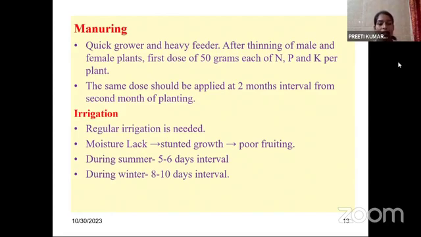So regular irrigation is needed. Moisture lack causes stunted growth and poor fruiting. If we don't irrigate the plant properly, the plant will not grow to a certain height, will not give fruits properly, and poor fruiting may occur. So irrigation is very important and it should be given regularly. During summer, a 5 to 6 days interval is nice for irrigation, and during winter, an 8 to 10 days interval is good.